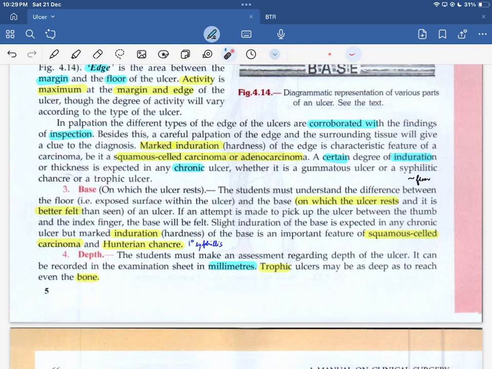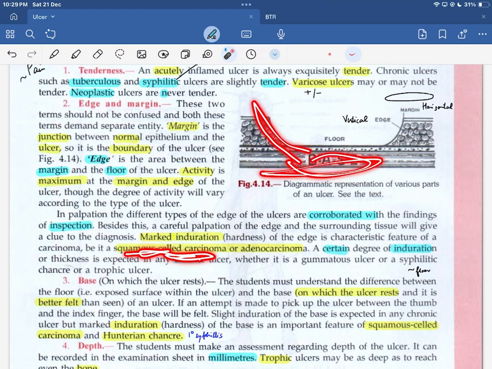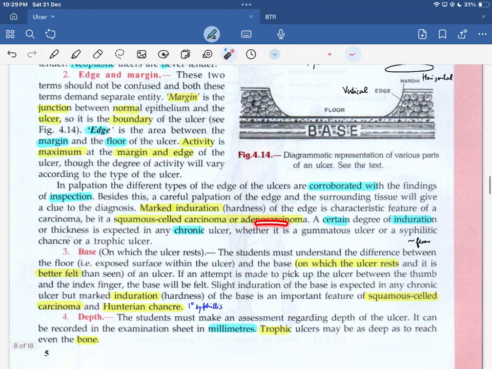Obviously we're gonna be palpating, so we're gonna feel whatever is there, right? So marked induration or hardness in the base of the ulcer. This was the base, right? We're gonna palpate it, and where it's marked induration means it's very, very hard, right? So it would be the squamous cell carcinoma. It's a carcinoma, right? It needs a hard base to grow upon. And it could be adenocarcinoma. We already saw that, ulcerating adenocarcinoma, right?